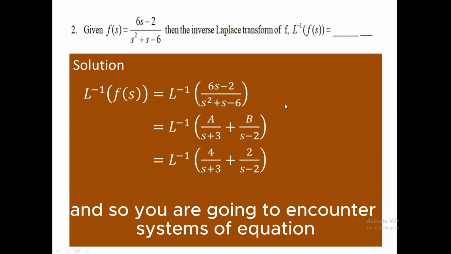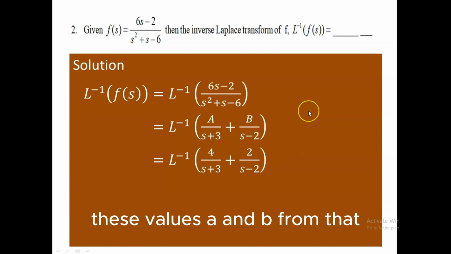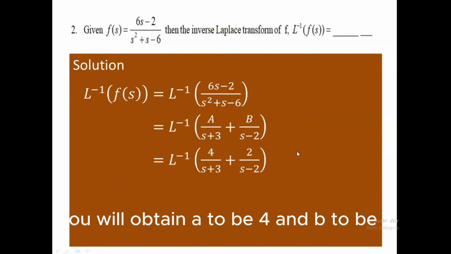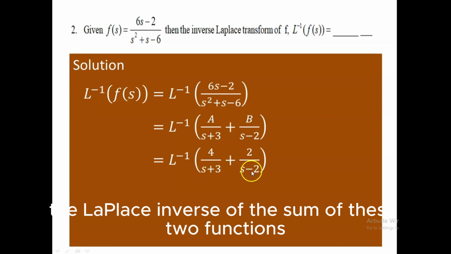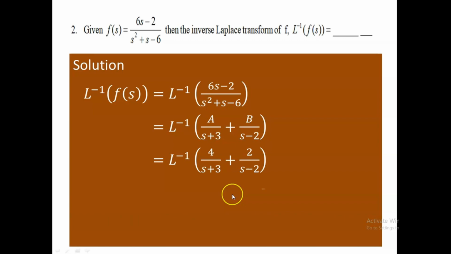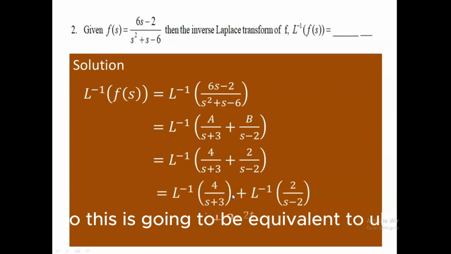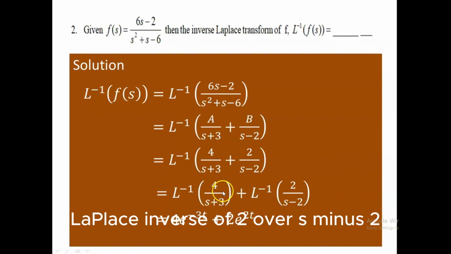And so you are going to encounter a system of equations with two unknowns. You are supposed to find these values a and b from that. As you are doing that, you will obtain a to be 4 and b to be 2. Now Laplace inverse undergoes the linearity property again. So the Laplace inverse of the sum of these two functions is nothing but the sum of the Laplace inverse of each of these two. So this is going to be equivalent to the Laplace inverse of 4 over s plus 3 plus Laplace inverse of 2 over s minus 2.